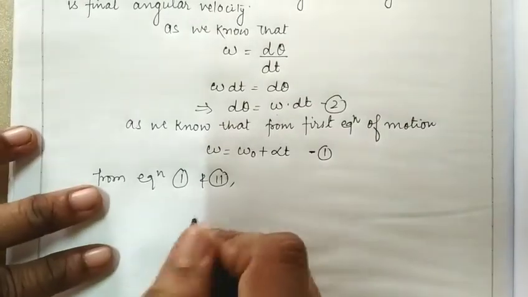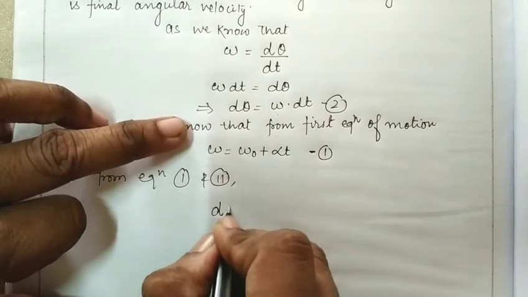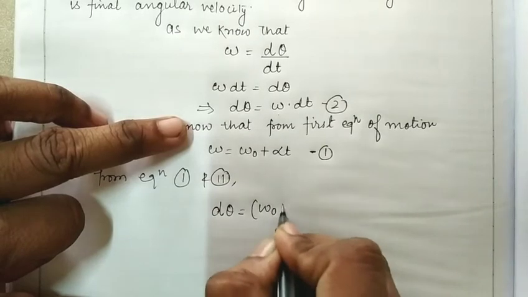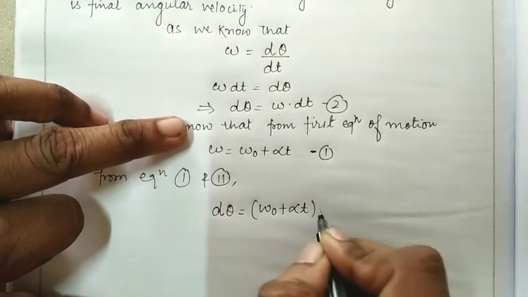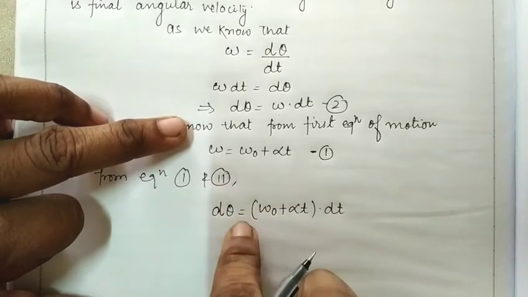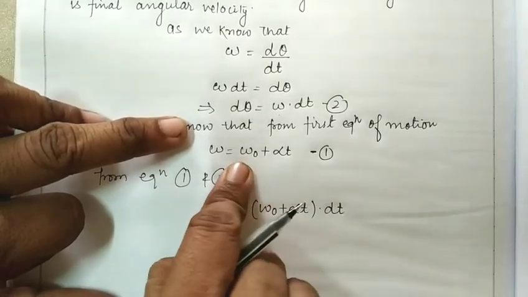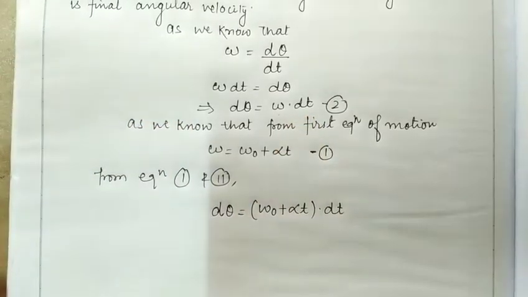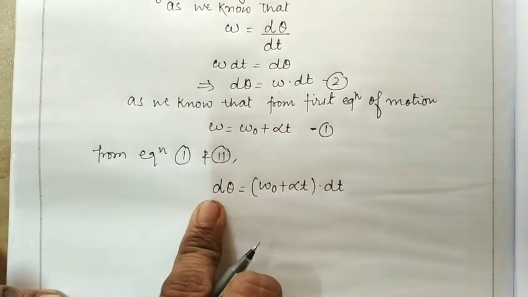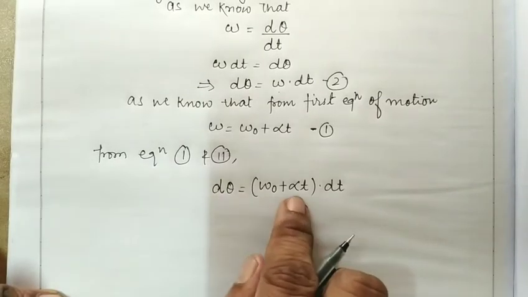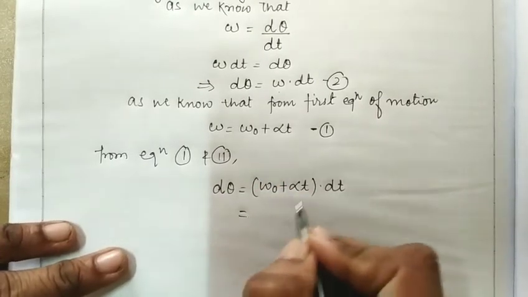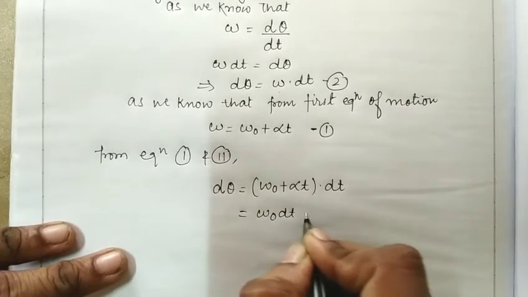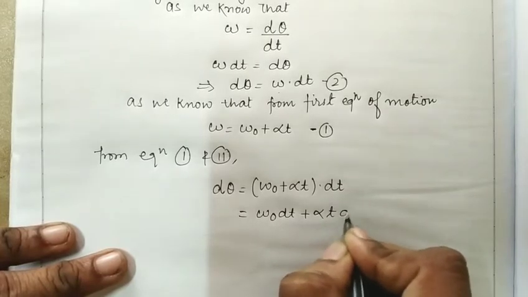So what we will get is that d theta is equal to, instead of omega we will write, omega naught plus alpha t into dt. Okay students, what we have done is we have taken from equation number 1 that omega is equal to omega naught plus alpha t and put this value into equation number 2. So here we have d theta is equal to omega naught plus alpha t into dt. Now apply the distributive property: omega naught into dt plus alpha t dt.